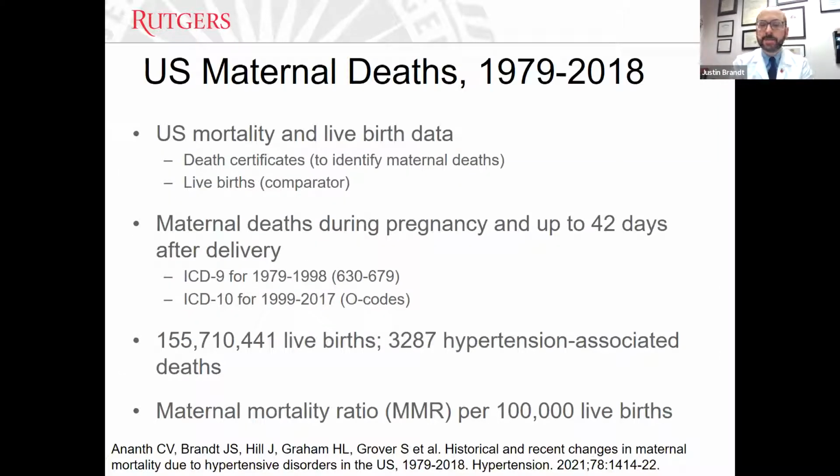We included US mortality and live birth data. So we used death certificates to identify maternal deaths and birth certificates to ascertain live births as our comparator. And we looked at all maternal deaths during pregnancy and up to 42 days after delivery. And we used ICD-9 and ICD-10 codes to ascertain hypertension-associated deaths. And in this study, which was quite big, we had 155 million live births and 3,287 hypertension-associated deaths. And we evaluated trends in maternal mortality ratios per 100,000 live births.